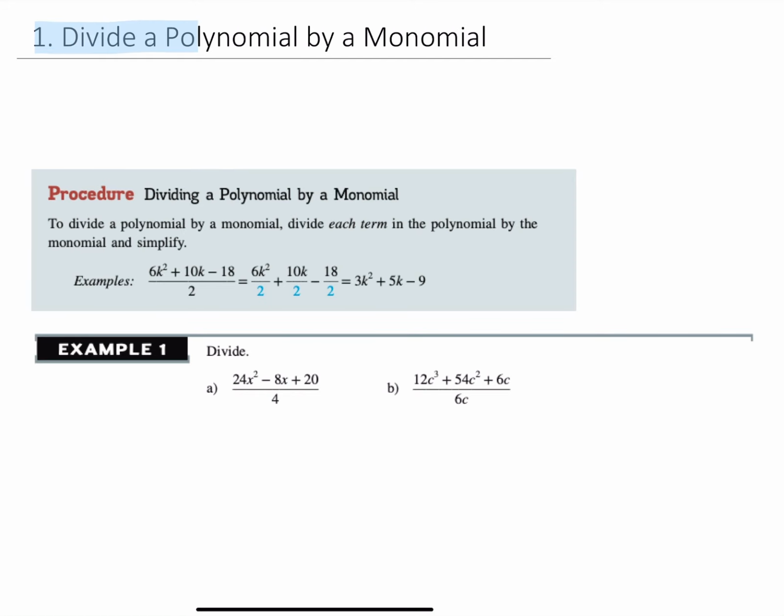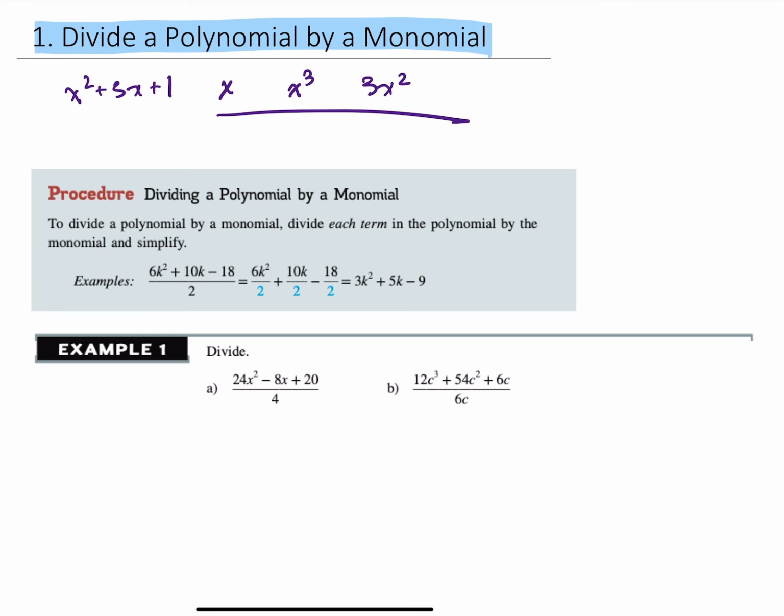So we'll first see dividing a polynomial by a monomial. Just to quickly review, a polynomial is something that has multiple terms, so like x squared plus 3x plus 1, whereas a monomial just has a single term, so just x or like x cubed or 3x squared would all be considered monomials. So we're just dividing by a single term.